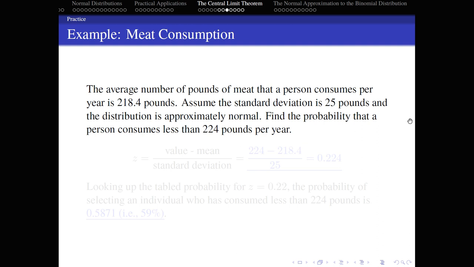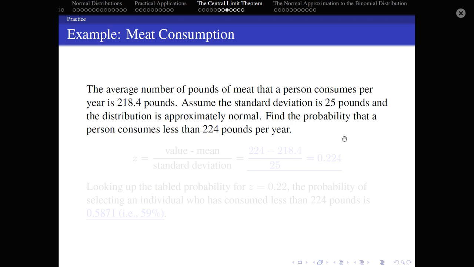Meat consumption of a person per year. All right, so working this through, find the probability that a person... so did you catch this? This is a single individual. So if you didn't catch this, think about which equation you use for a single individual. Pause it, retry this problem for a single individual.